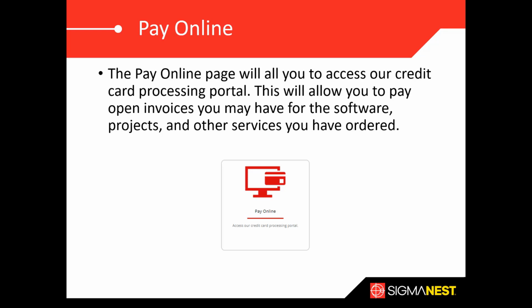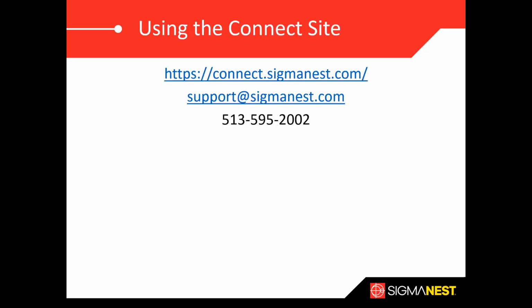The last option is the Pay Online page. This will allow you to access our credit card processing portal. This will allow you to pay open invoices you may have for the software, projects you may have purchased, or other services you may have ordered. So custom reports, custom plugins, and stuff like that. This allows you to just pay online. It will ask for the invoice and purchase order number, and of course your credit card and company information, so we know who the payment's coming from.